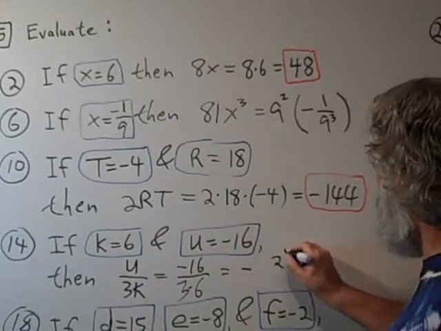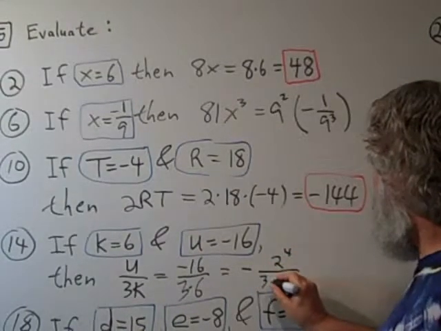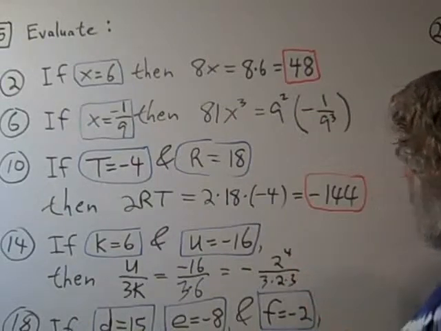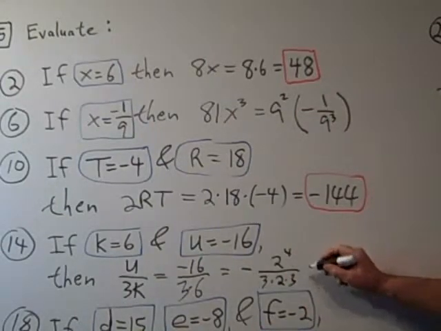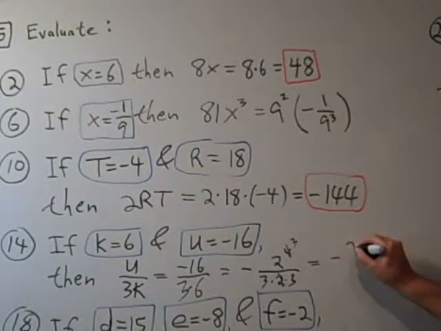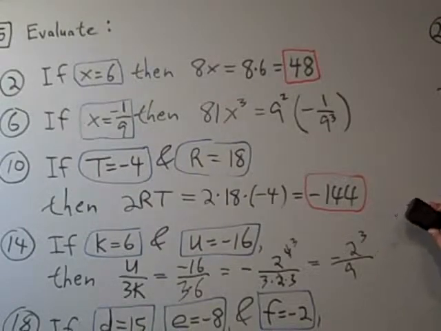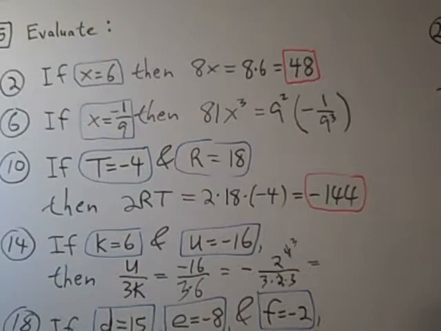16 is 2 to the 4th power, 2 times 2 times 2 times 2. 3 times 6 is equal to 2 times 3 times 3. So one of the 2's cancels out, leaving 3. And we're left with negative 2 to the 3rd power divided by 9. And 2 to the 3rd power is equal to 8, so this is negative 8 ninths.